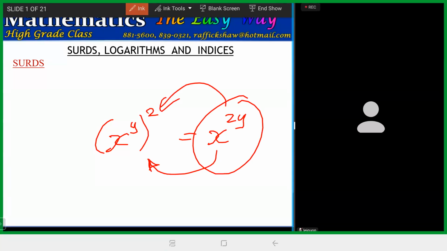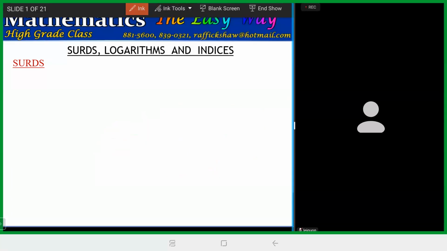So you have to learn the laws both directions. You will see them in a book. You have to learn the laws and you have to be able to use them interchangeably, from left to right, from right to left, depending on what you're doing. All right? But let's talk about surds first.